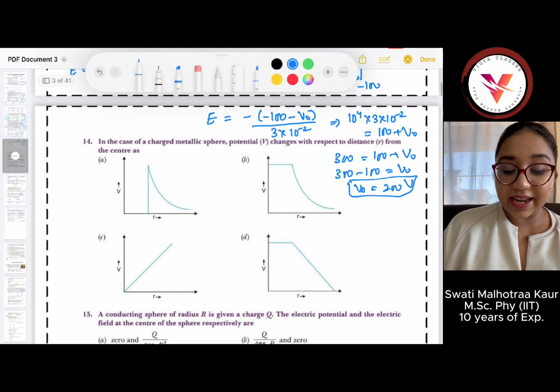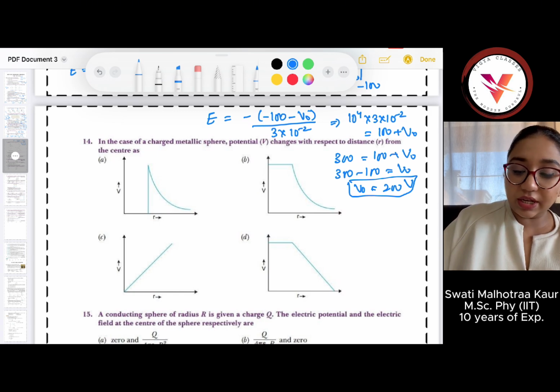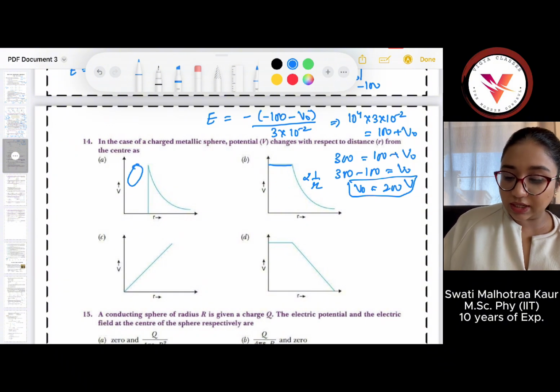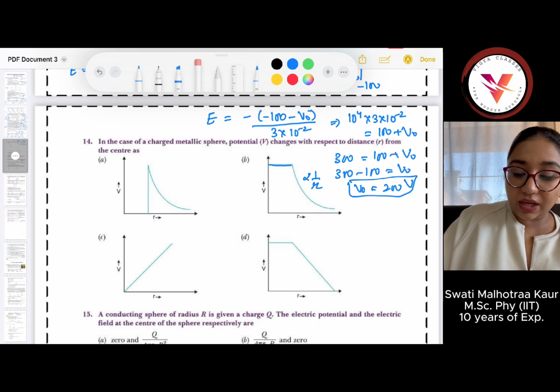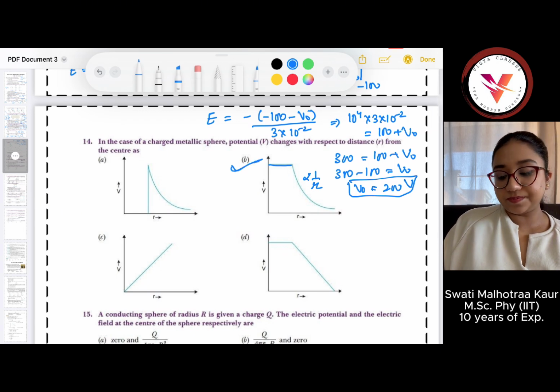Interesting question. Next, in the case of a charged metallic sphere, potential V changes with respect to distance r from the center. Initially, it remained constant, and then it follows 1 by r square. Here it is 0, so it's not linear. It's not linear here. This is also wrong. So basically, B option is the correct one.